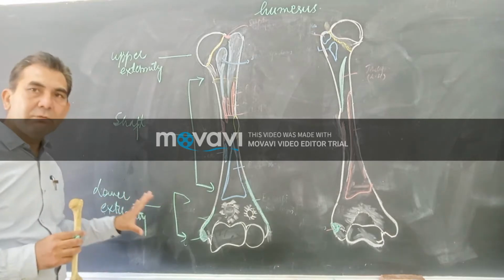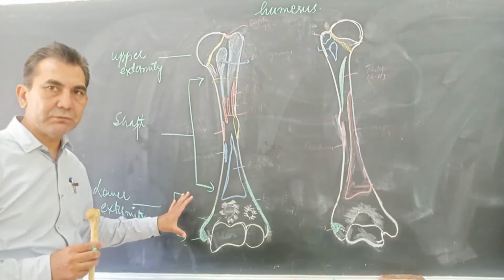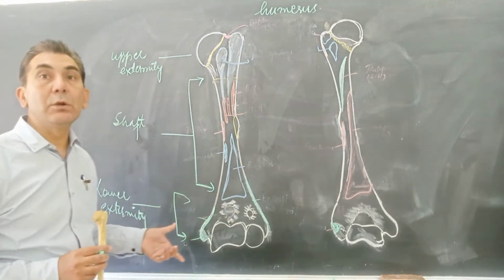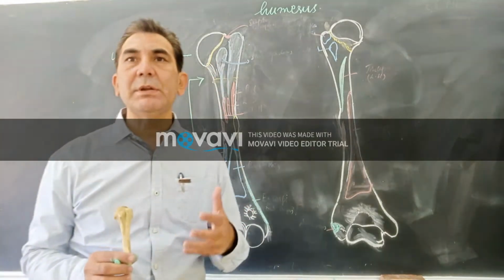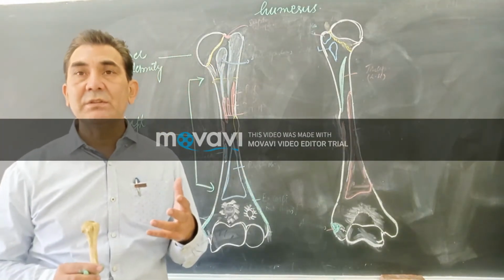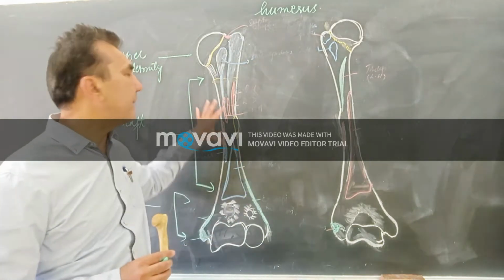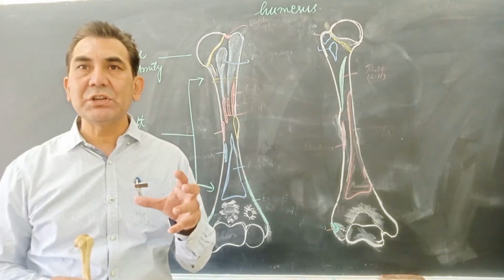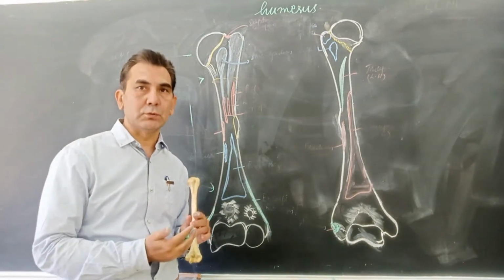And then there is the articulation portion, which articulates with the other bones. This portion is called the lower extremity. The lower extremity and the upper extremity are a little bit spongy in composition, and the shaft is compact, with a hard density composition. Now the details about the humerus bone.